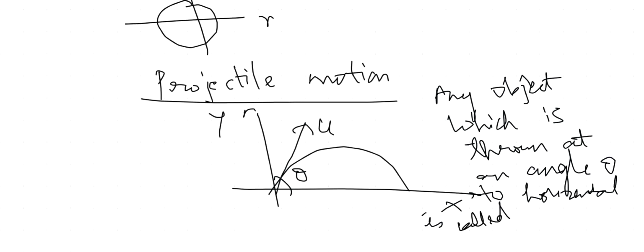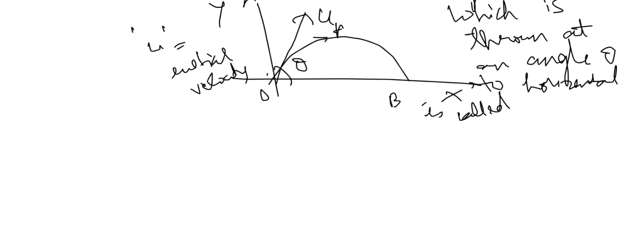Here u is the initial velocity. It is thrown at an angle theta to the horizontal. The path followed by the projectile is called the trajectory. This OAB is the path followed by a projectile.